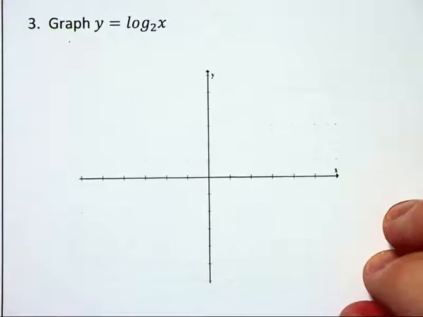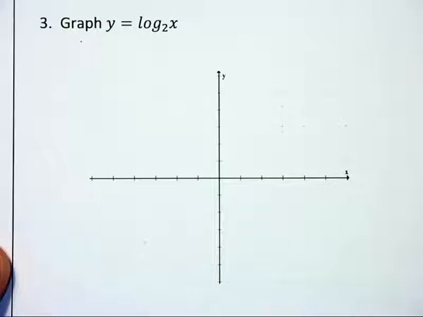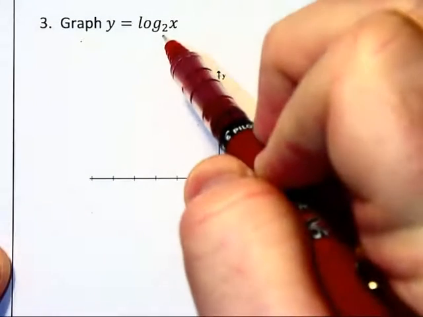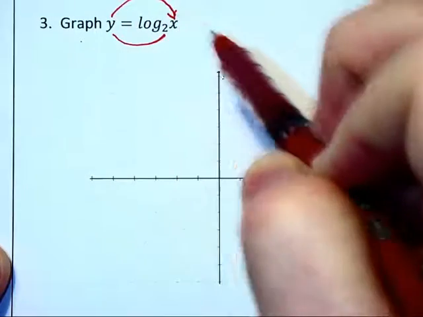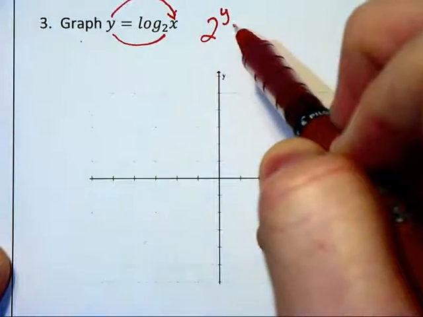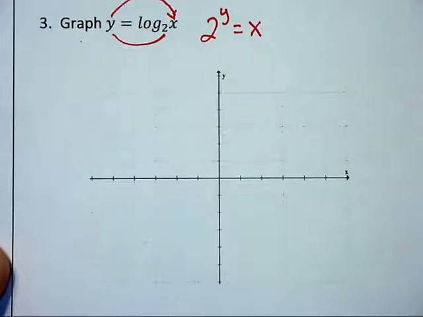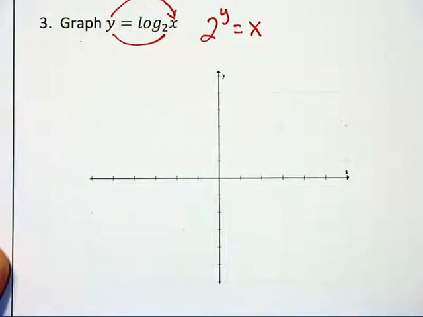Now let's look at graphing a logarithmic equation. Well, gee, that's not something we're familiar with. So let's switch this from logarithmic to exponential form. 2 raised to the number on the other side equals x. 2 to the y equals x is the related exponential equation.